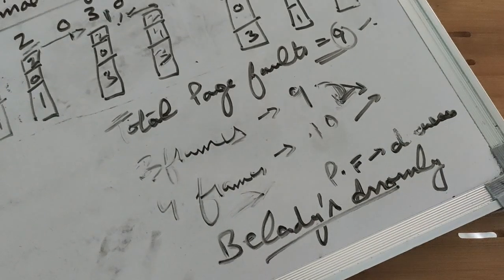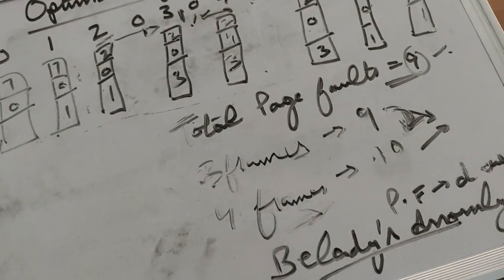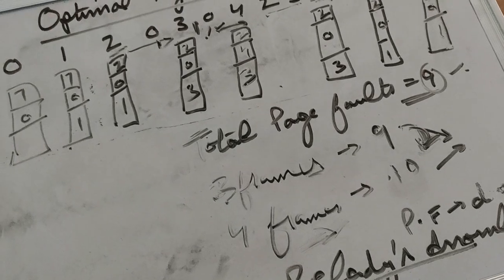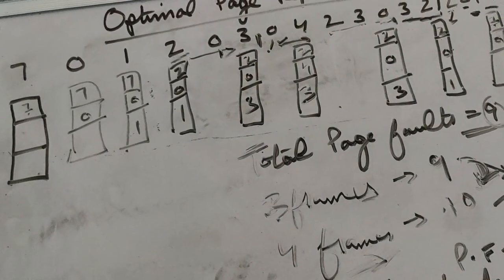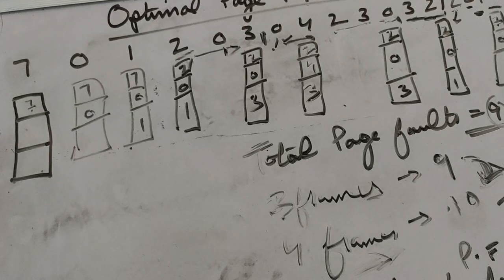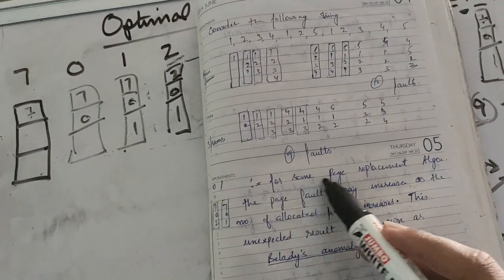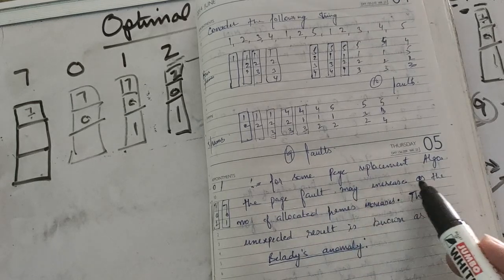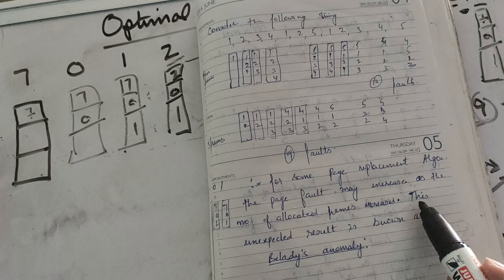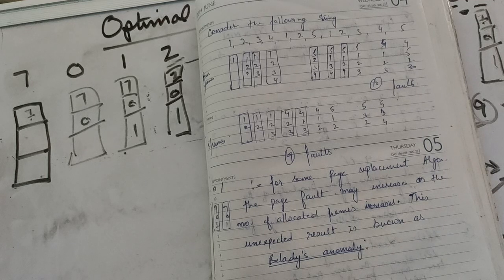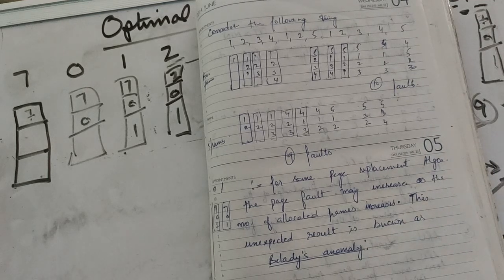What is Belady's anomaly? If the number of page faults tends to increase on increasing the number of frames, this is called Belady's anomaly. If you are asked to give a simple definition, you can write that for some page replacement algorithms, the page faults may increase as the number of allocated frames increases. This unexpected result is known as Belady's anomaly. This is generally a question asked for 2 marks: what is Belady's anomaly.